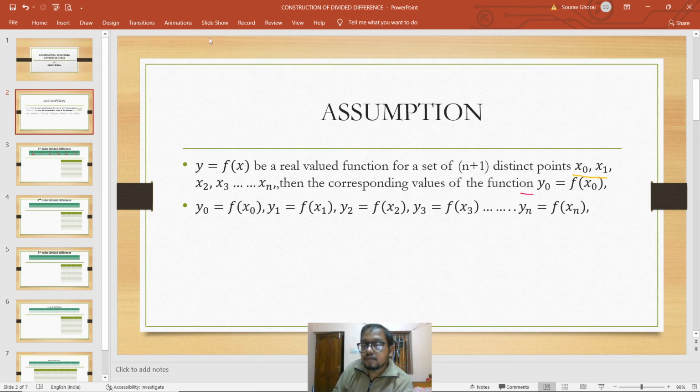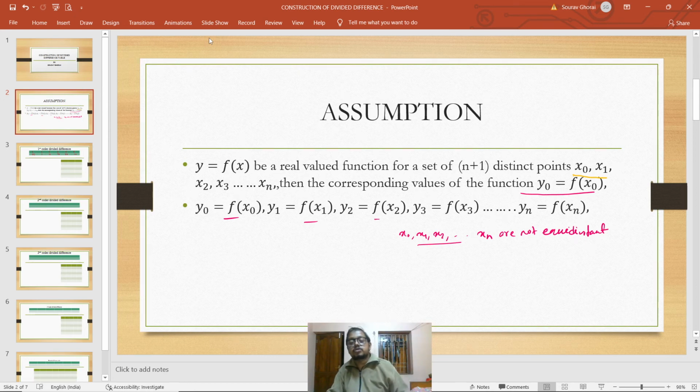while the corresponding values of the function are y0 = f(x0), y1 = f(x1), y2 = f(x2), and yn = f(xn). And here, the differences of x0, x1, x2 ... xn are not equidistant. You know that if the points are equidistant, then we can use Newton's forward interpolation or Newton's backward interpolation to find some particular value of a function from the given set of data, which lies between x0 and xn.